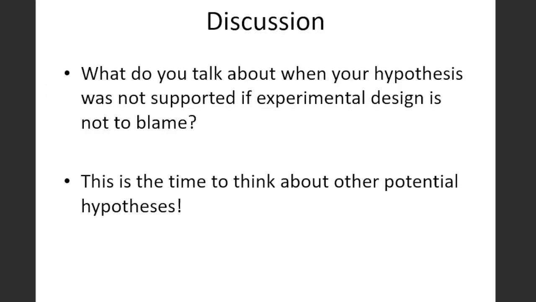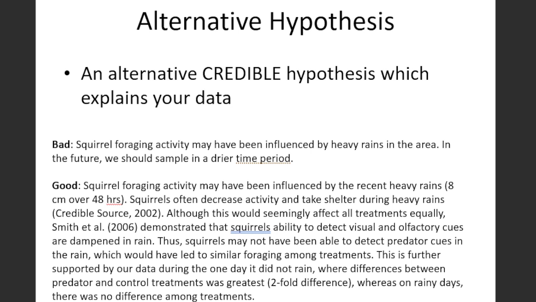And then you want to talk about when your hypothesis is not supported, if experimental design is not to blame. This is time to think about other potential hypotheses. An alternative credible hypothesis which explains your data. So a bad one is: squirrel foraging activity may have been influenced by heavy rains in the area. In the future, we should sample a drier time period.